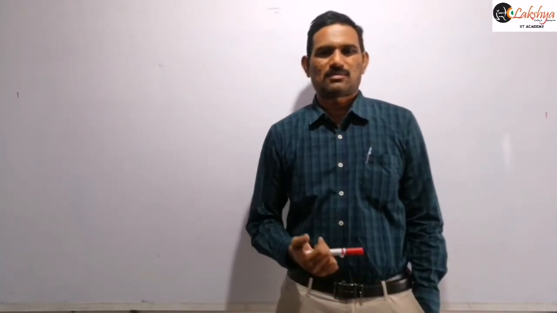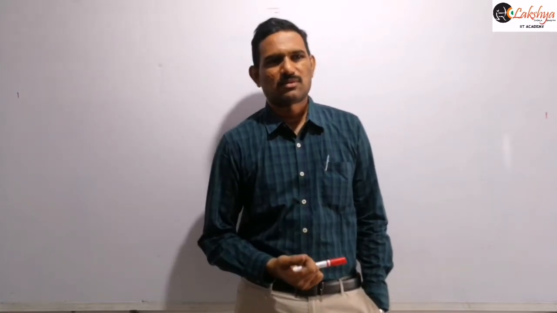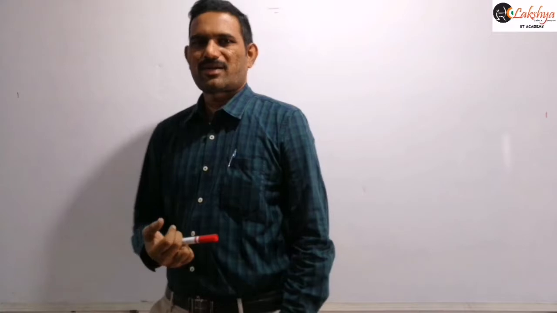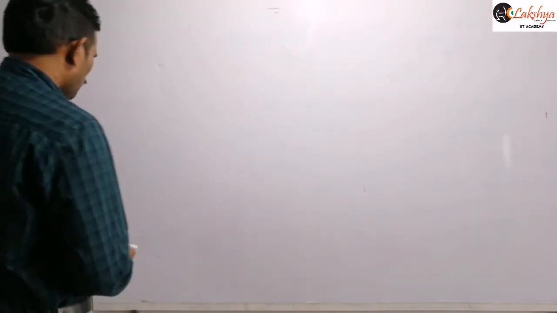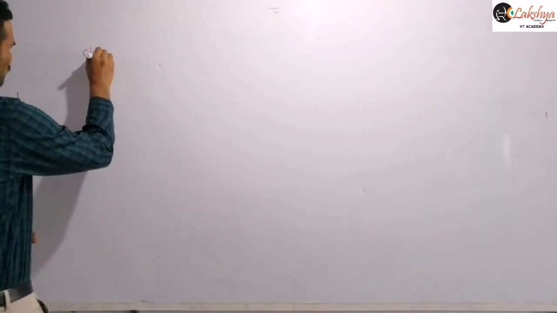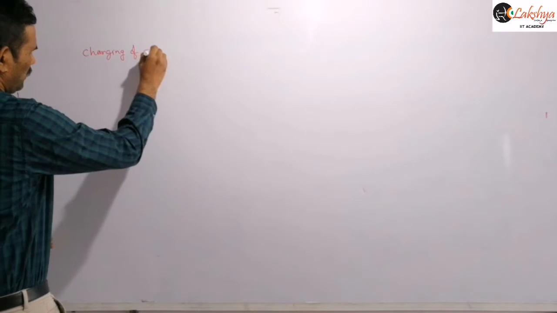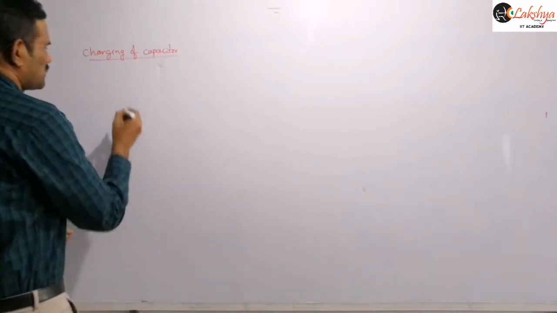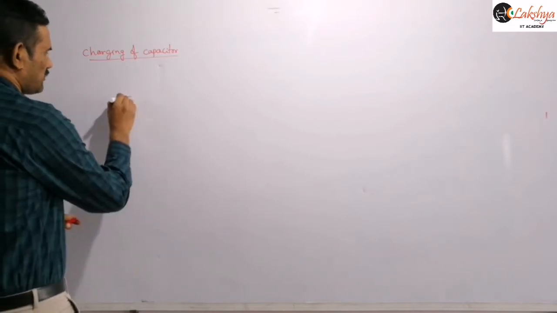In the last class, we discussed the parallel plate capacitor. We derived an expression for the capacitance of that parallel plate capacitor, right? Now let us discuss some other parameters related to it. Before going to that, let us discuss the charging of a capacitor. That means, during the charging of this capacitor, what actually happens, let us discuss here.